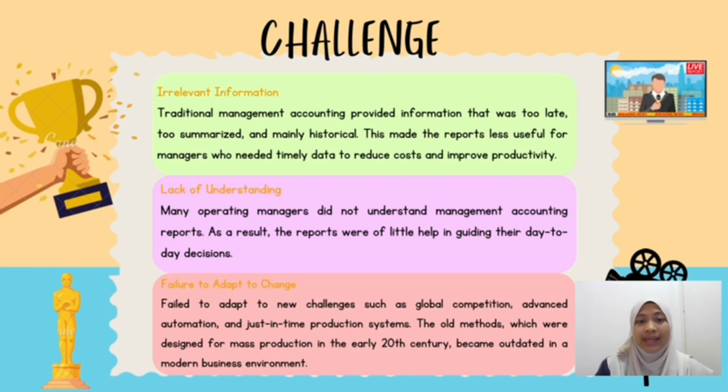Many operating managers found management accounting reports difficult to interpret, which limited their usefulness for daily decision making and performance improvement. And then, Johnson and Kaplan emphasized the failure to adapt to a changing business environment. While management accounting had been designed for mass production in the early 20th century, by the 1980s, businesses were facing global competition, advanced automation, and just-in-time systems. The old methods no longer met these new demands, leaving management accounting outdated and strategically weak. This challenge demonstrates why Johnson and Kaplan argue that traditional management accounting had failed. It no longer provided relevant, timely, or strategically useful information to managers.